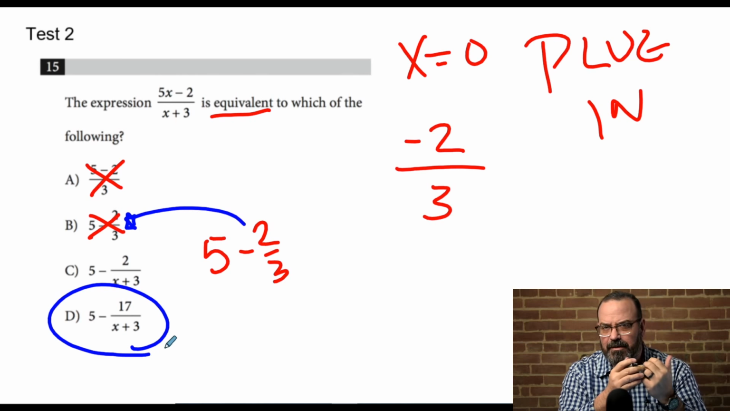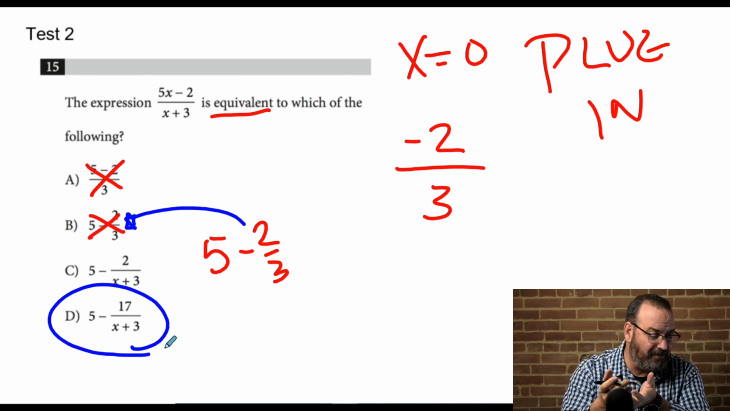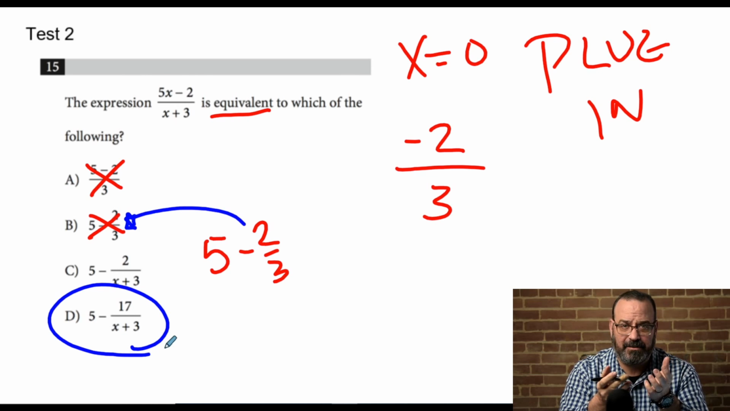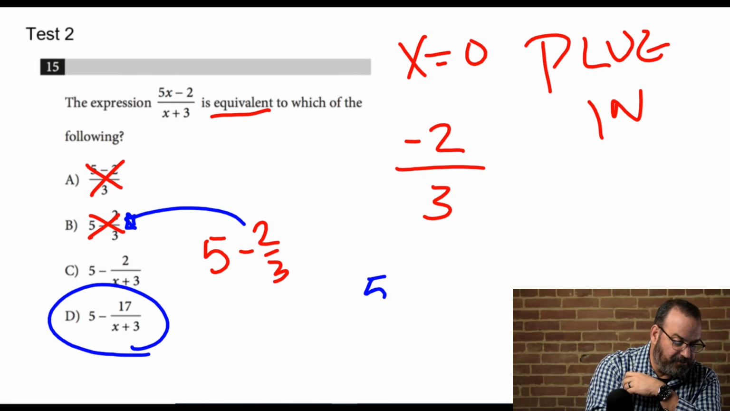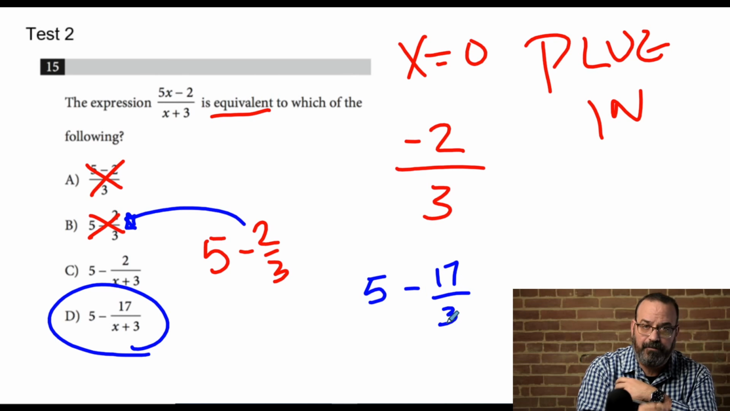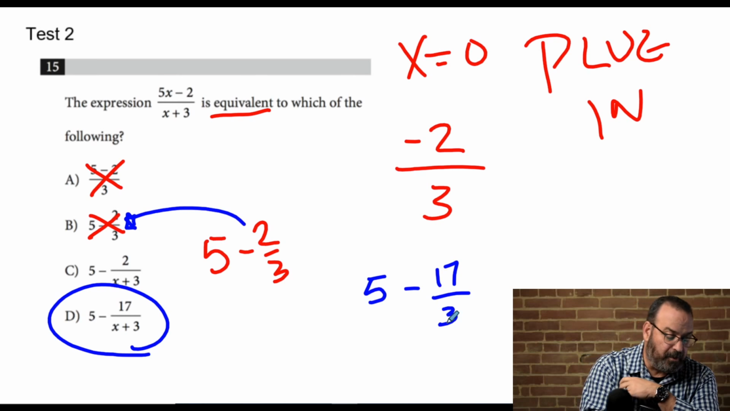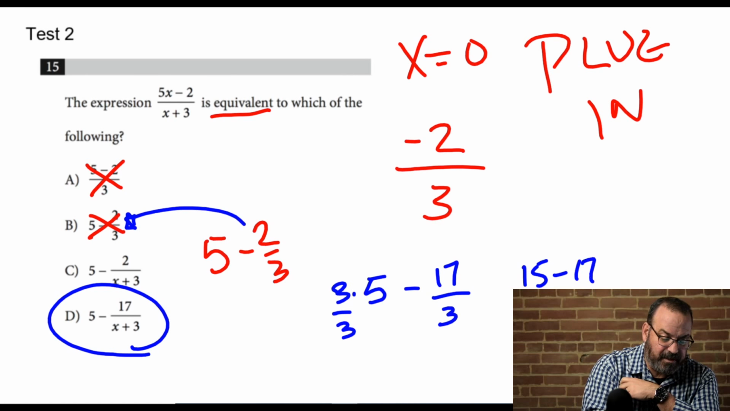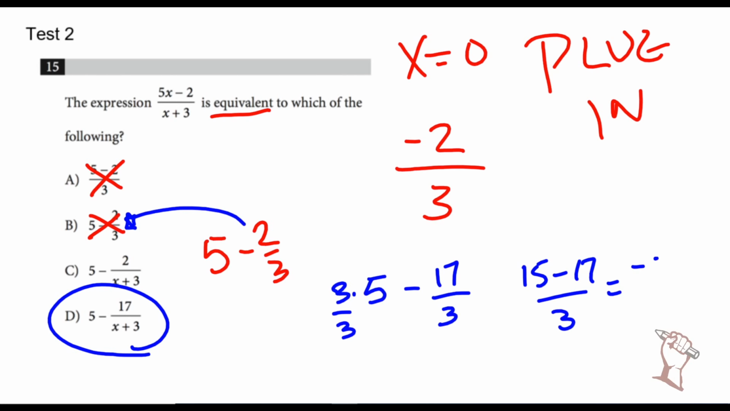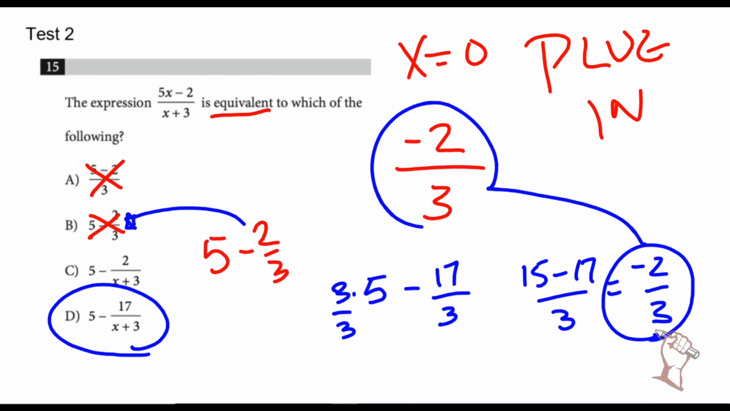I noticed the tutoring business hasn't been eliminated, and they certainly haven't eliminated test prep tricks because this one works perfectly well. Let's check out the answer, and that is 5 minus 17 over 0 plus 3. To convert 5 into thirds, I multiply by 3 over 3, and I get 15 minus 17 over 3, which is equal to negative 2 over 3. Does negative 2 over 3 equal negative 2 over 3? Yes. Found the answer. All right, let's check out another one.